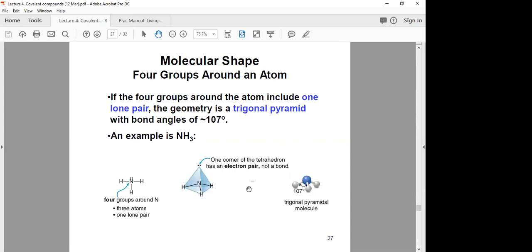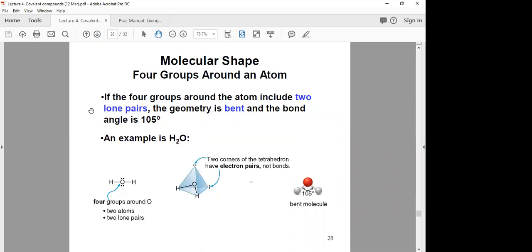Okay. All right, so we can still think of this as a tetrahedron, but when we look at the molecular shape here, we can see that it's a very compressed version of a tetrahedron, if you like, and it's referred to as the trigonal pyramidal molecule.